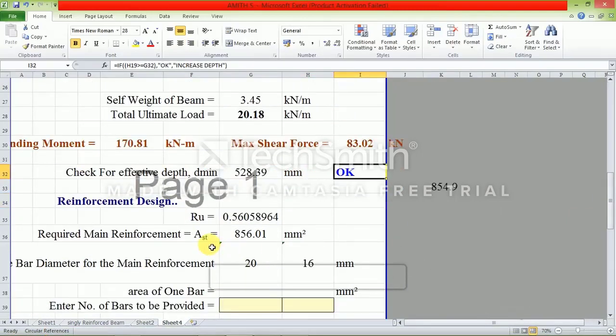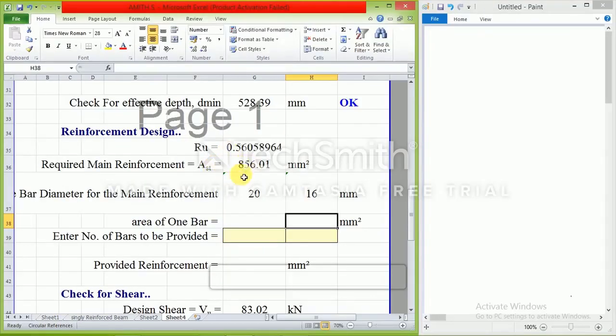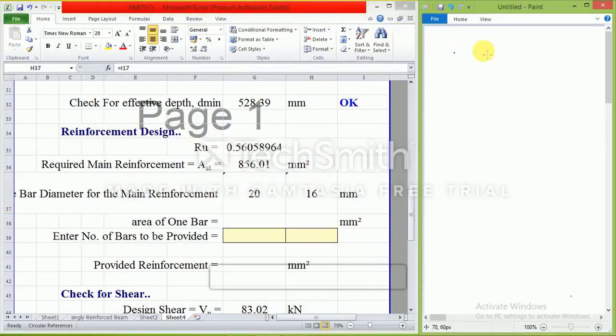Now the area of the steel is 856.01. Now we got the area of the steel. So the diameter of the bar is 20 and 16. I'll just brush up here. So if I take a cross section of the beam like this, singly reinforced means it will only be in the bottom, in two layers. This 20 is the first layer, this is a 20 mm dia bar, and this is a 16 mm dia bar.